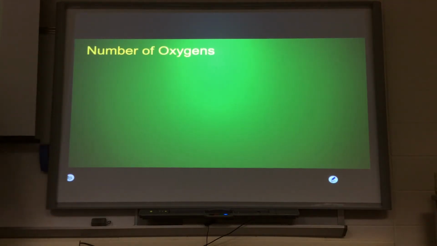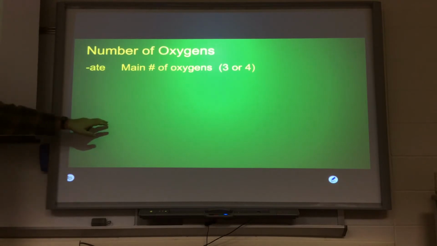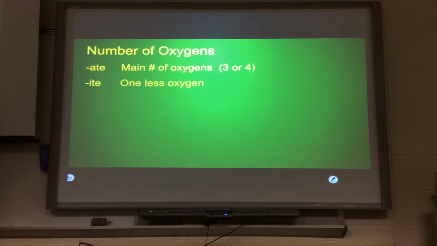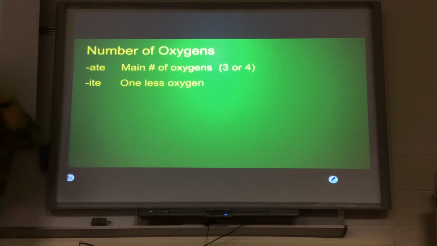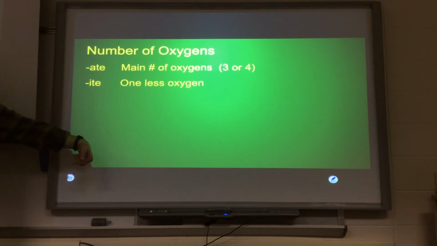But here's the one that a lot of people struggle with. How many oxygens do we have? There's 2 things that can help with that, so if you want to write these down, you certainly can. We already talked about this first part: -ate versus -ite. We know the -ite polyatomic ion will have 1 less oxygen than the -ate. And the -ate is usually our main number of oxygens, either 3 or 4. Like phosphate is PO4, nitrate is NO3. The -ates typically have 3 oxygens or 4 oxygens. But the -ite one will always be 1 less than that. So nitrate is NO3, nitrite's NO2.